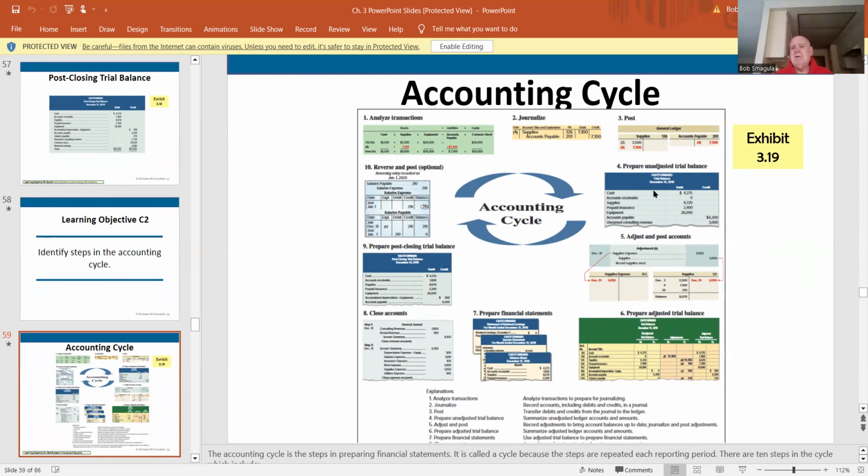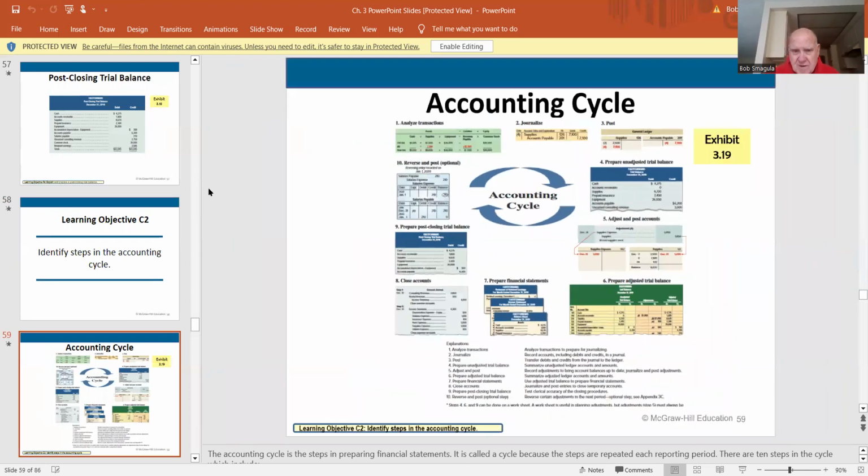You prepare the unadjusted trial balance, which we learned last class. Now we get into the adjustments. We prepare an adjusted trial balance. We prepare the financial statements. We close the temporary income statement accounts, run our post-closing trial balance, maybe some reversals, and off we go to the next month. That's the accounting cycle.